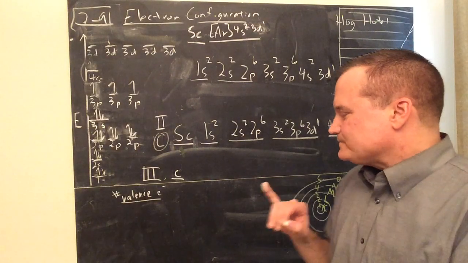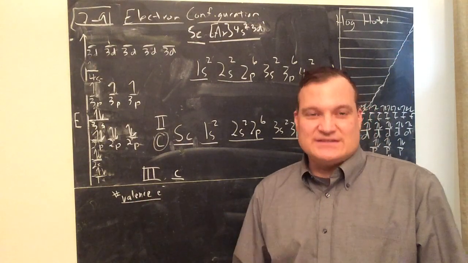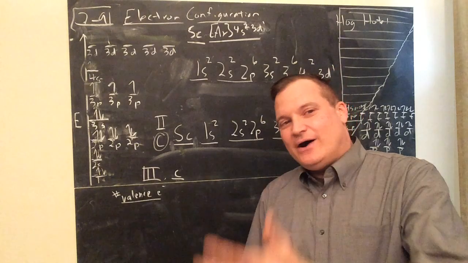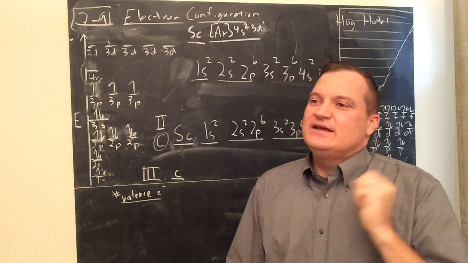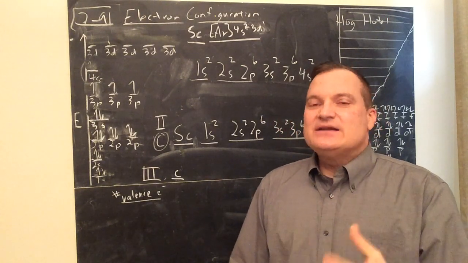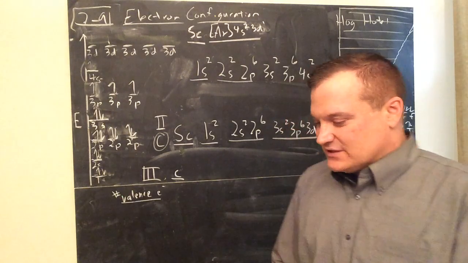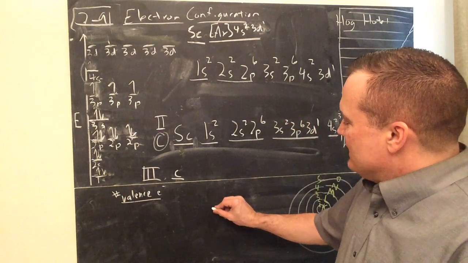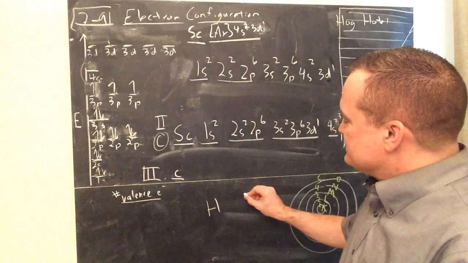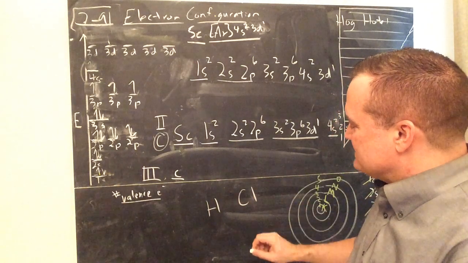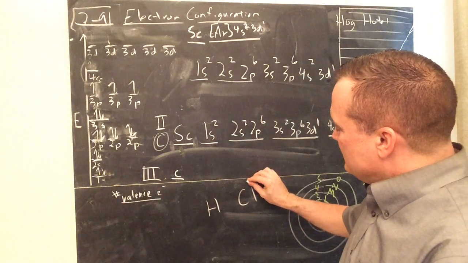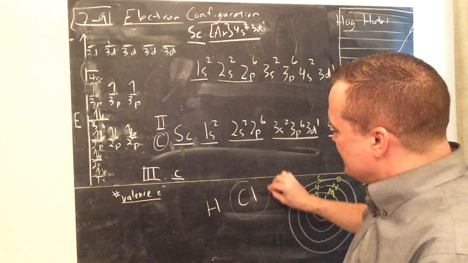Okay. The valence electrons in an atom are always the outermost electrons. Now, why does that matter? In an atom, only the outermost electrons react. So if you have HCl, hydrochloric acid, okay? Well, what you didn't know, we haven't done a lot with dots yet or anything like that.